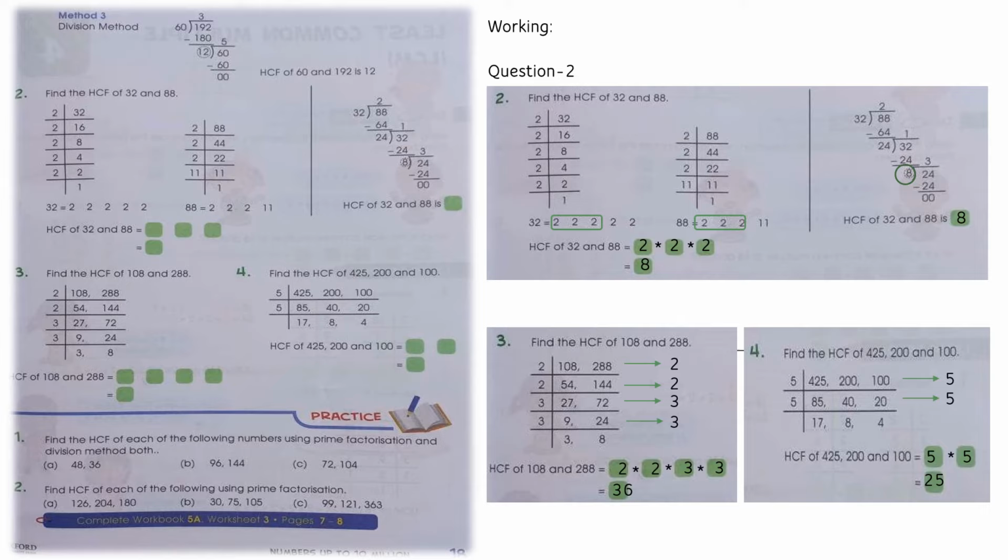Now, we are going to solve this similar problem with the division method. As we know, we are going to divide the bigger number by the smaller number. Here the bigger number is 88 and we are going to divide it by the smaller number, which is 32. The nearest value to 88 in the table of 32 is 64. So 32 into 2 is 64 and the remainder is 24.